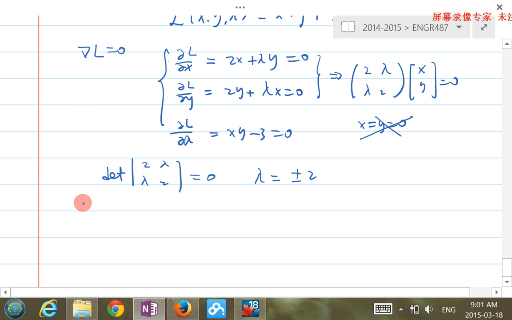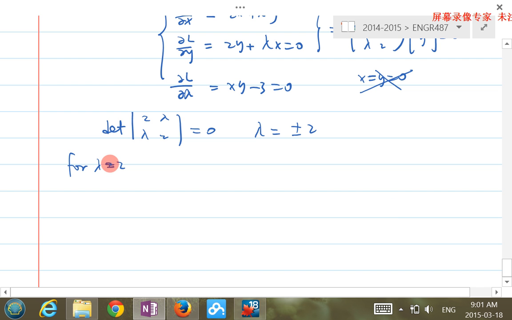Then what you do next is, for lambda equal to 2, substitute it back, and now you have 2x plus 2y equal to 0 and xy equal to 3. You solve these two now, it's pretty easy. But when you try to solve this one, there's no real solution here. So we're just going to discard it.